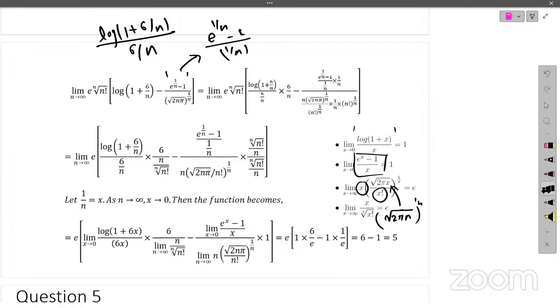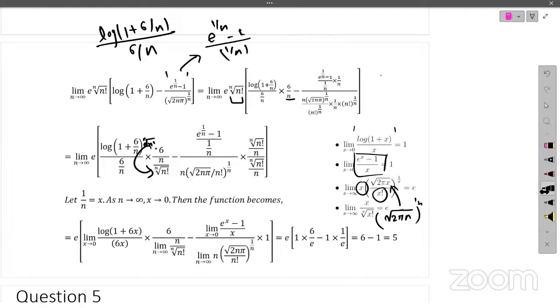Now we will multiply by this particular function, n factorial to the power 1 by n, in these two terms. If you multiply here, what happens? If you multiply this n factorial to the power 1 by n in this factor, it will come here as n factorial to the power 1 by n. But this thing we can take into the denominator, right?